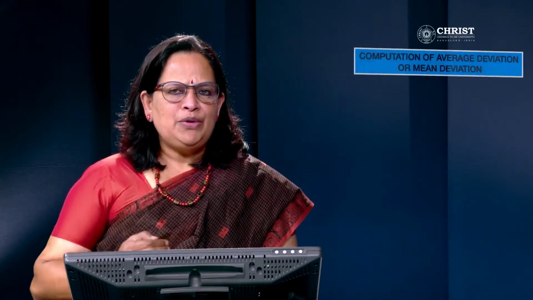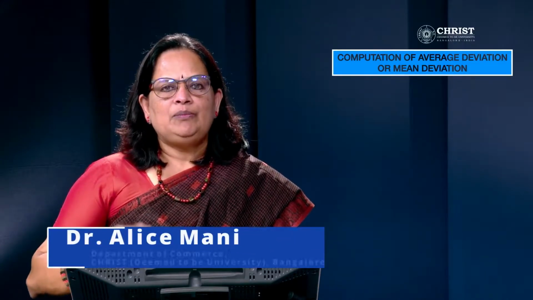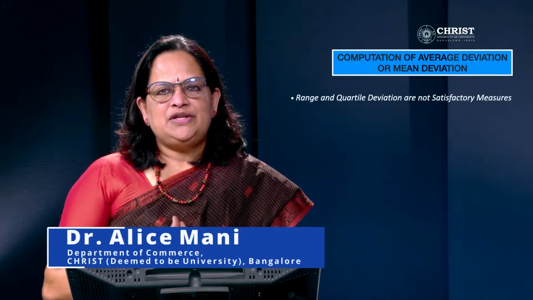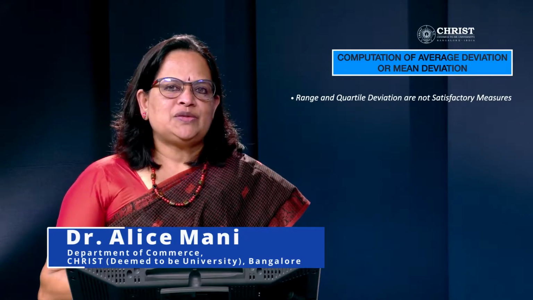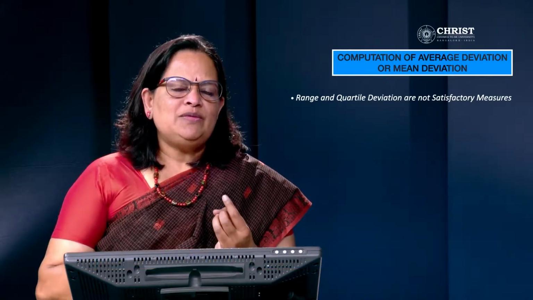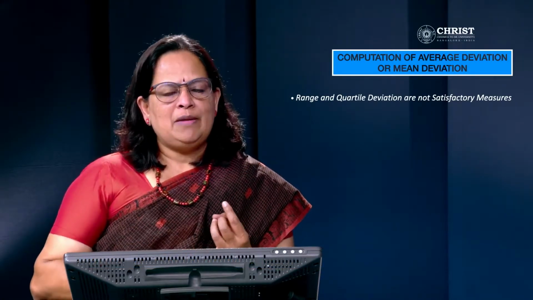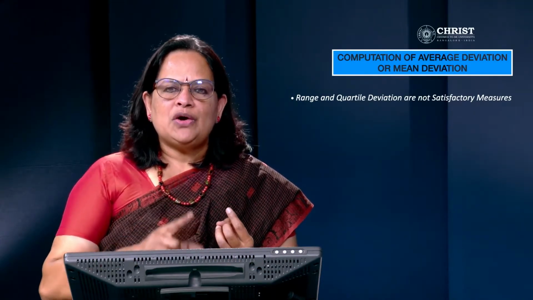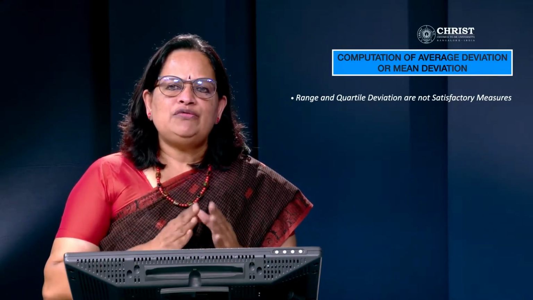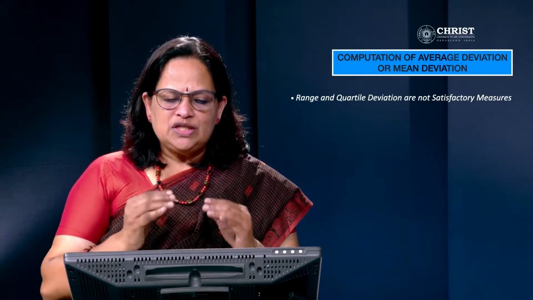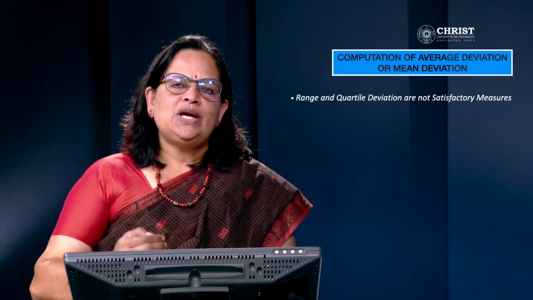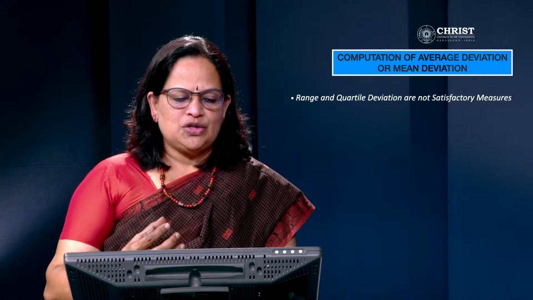Dear students, I have come with a new module, computation of average deviation or mean deviation. Now, range and quartile deviation are not satisfactory measures because we have seen that in range we consider only the lower value and upper value of the distribution. Quartile deviation is based only on 50% of the values. So, these measures are not able to show the actual scatterness of the distribution.